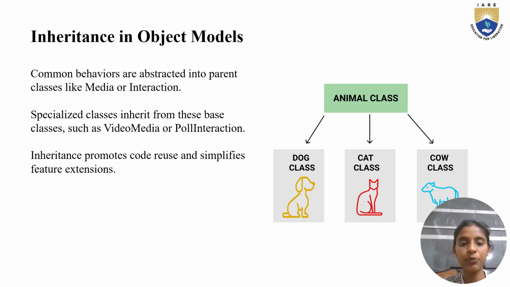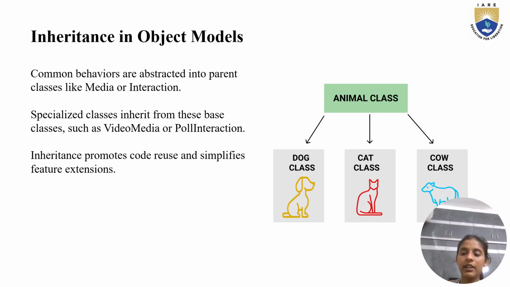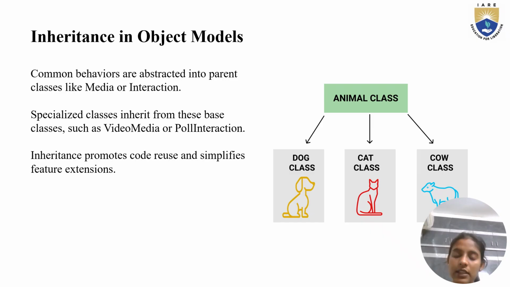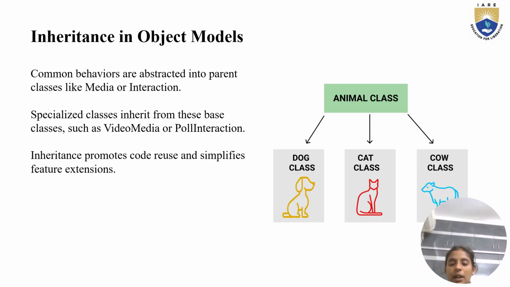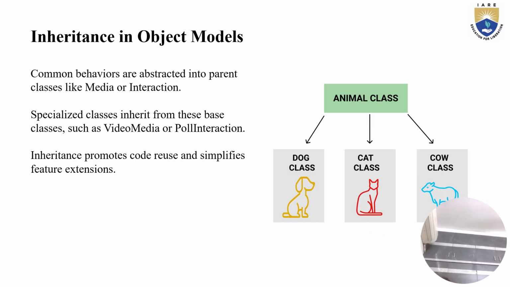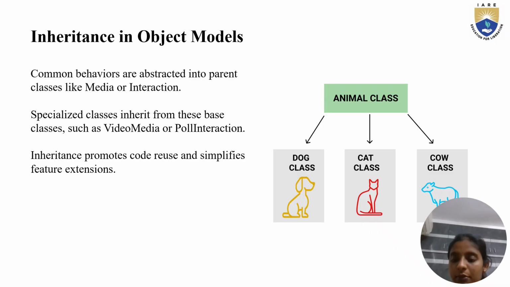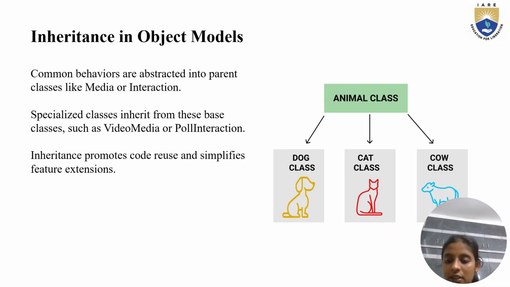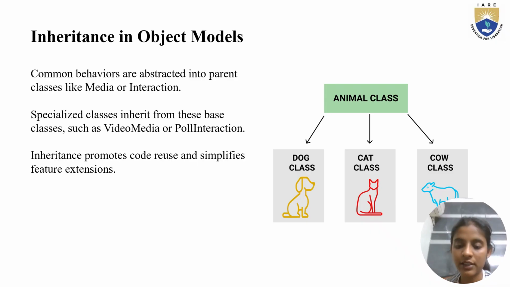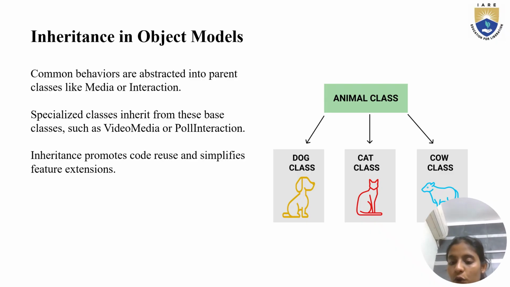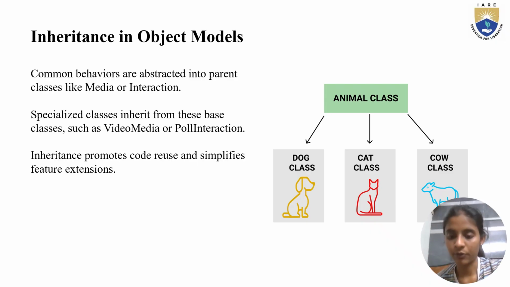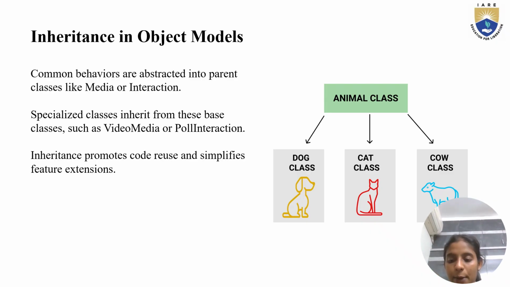Inheritance in object models. In Instagram stories, inheritance can be applied to create an object model where media is the base class and photo and video are subclasses. Photo and video inherit common attributes, like timestamp and caption, and methods, for example display, from media, while adding specific features like apply filter for photo or play for video.